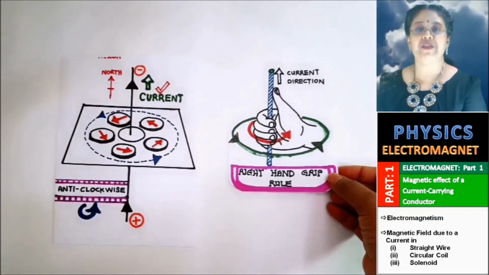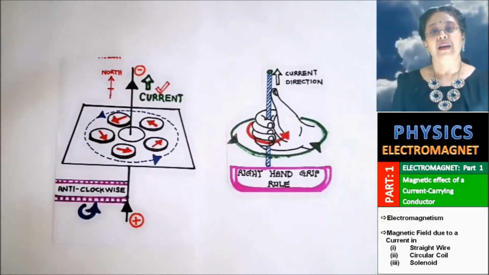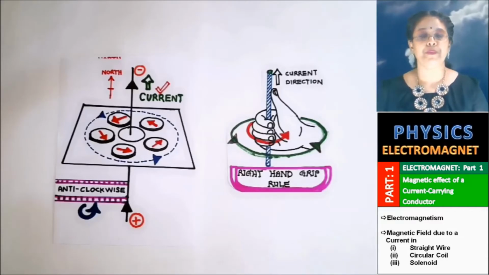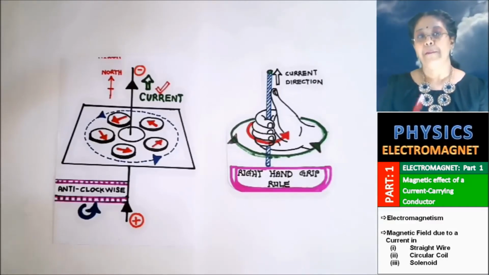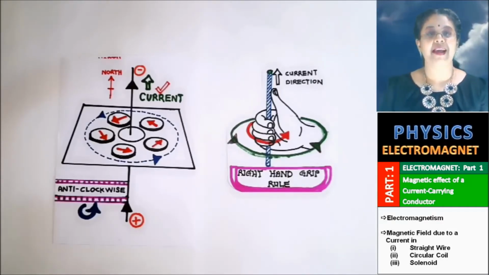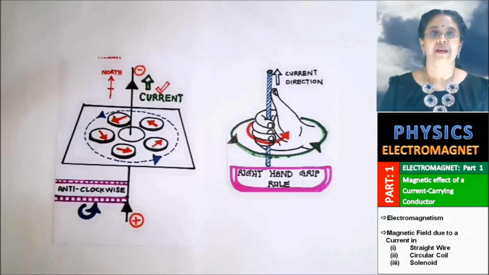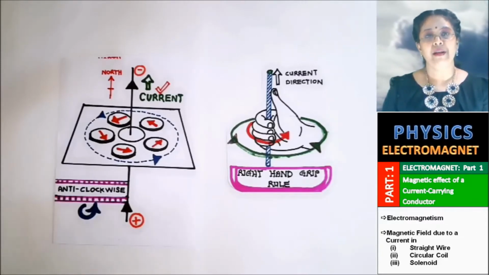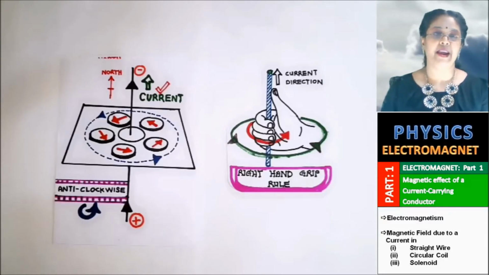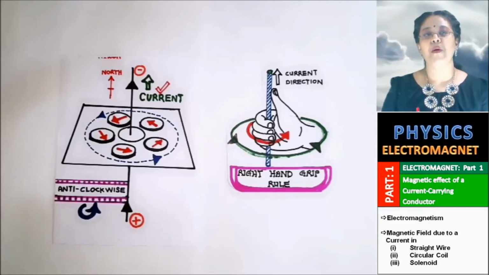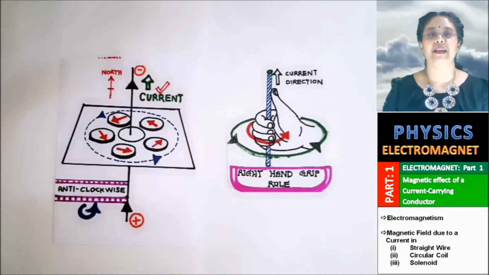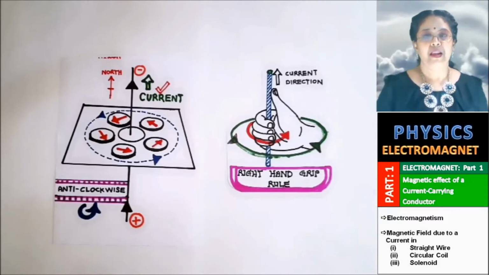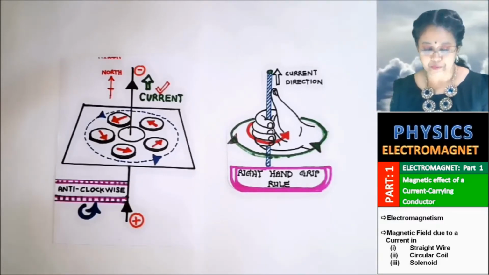In this illustration, it shows the right hand grip rule. It starts by placing our thumb in the direction of the current. Then we grip the wire using the right hand. Our fingers now point around the wire in the direction of the magnetic field. Let me show you how it's done.